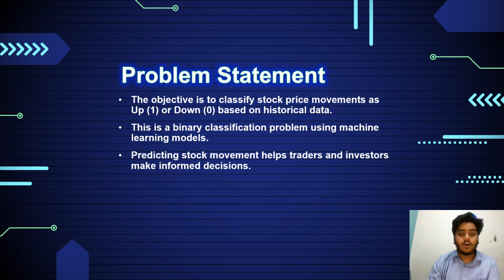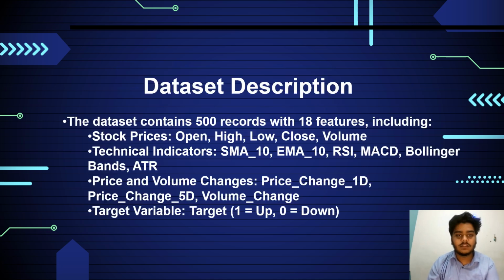Problem statement. The objective is to classify stock price momentum as up or down based on historical data. This is a binary classification problem using machine learning models. Predicting stock movement helps traders and investors to make informed decisions.